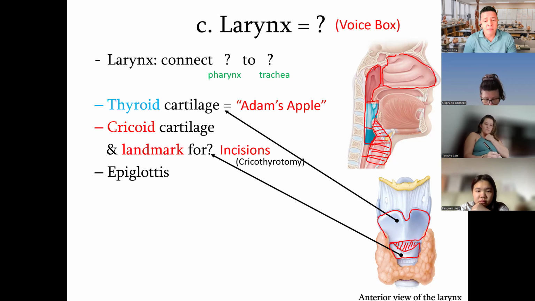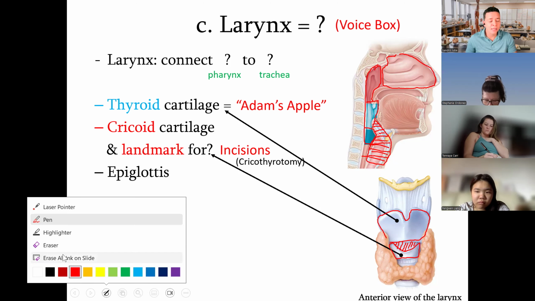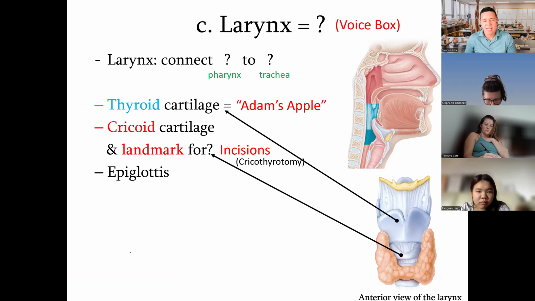Why do we care about the cricothyroid membrane? It is medically relevant because the cricothyroid membrane is a landmark for an emergency procedure called cricothyrotomy. What is cricothyrotomy? Cricothyrotomy, guys, is when someone is choking. Let's say someone ate a big piece of steak and didn't chew properly and just swallowed it. And now the steak got lodged right here, right between the oropharynx and the laryngopharynx. That individual is choking. They can't breathe. The air can't pass through it.